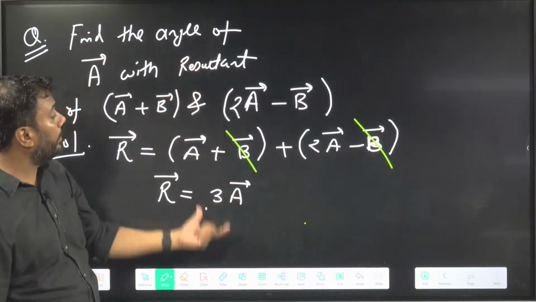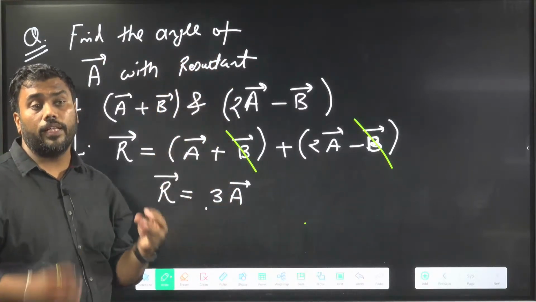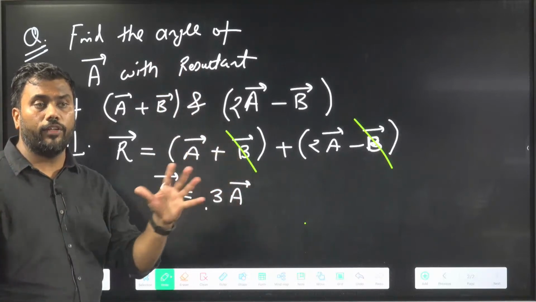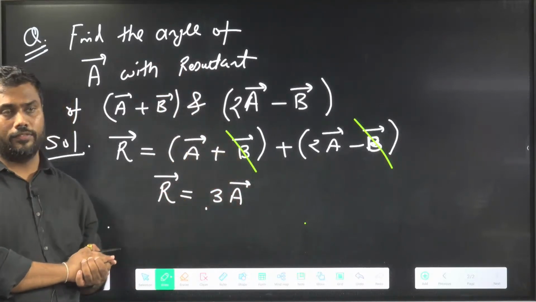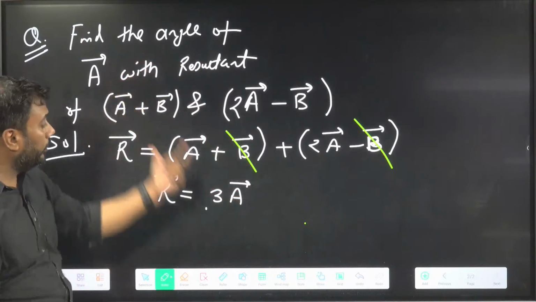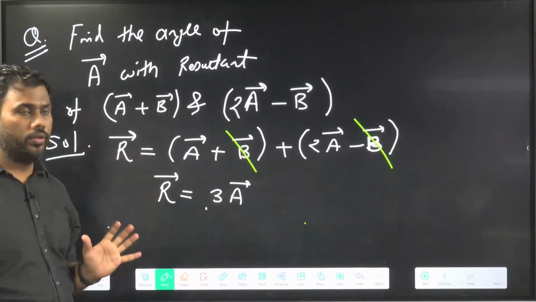Now give me the angle of A vector with 3 times A vector. What will be the angle between A vector and 3 times A vector? Very good, Sajid. It should be 0.